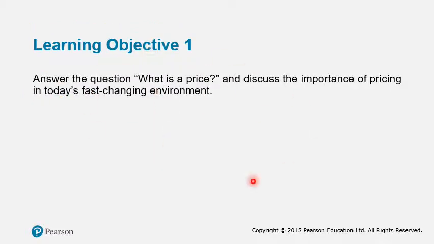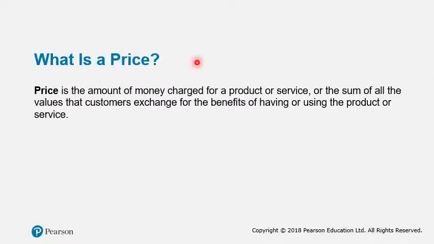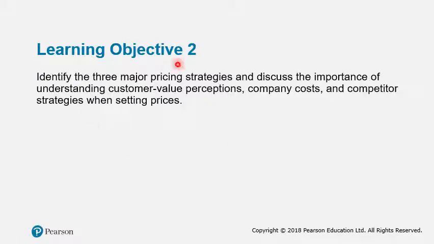So let's look at the first learning objective. So what is actually a price? Basically, it is the amount of money charged for any product or service that consumers buy. Or it can also be defined as the sum of all the values that customers exchange for the benefit of having or using the product or the service. Okay, it's very simple. Now let's move on to the second learning objective.